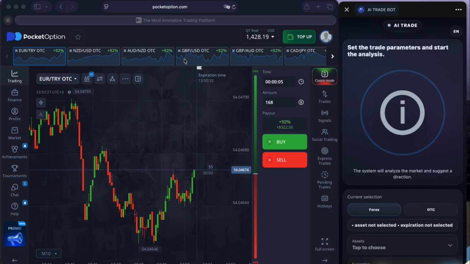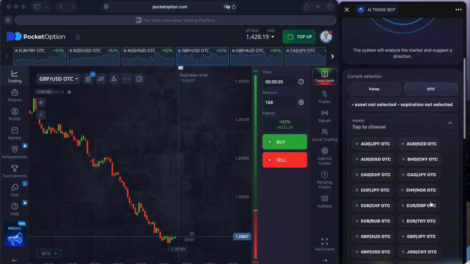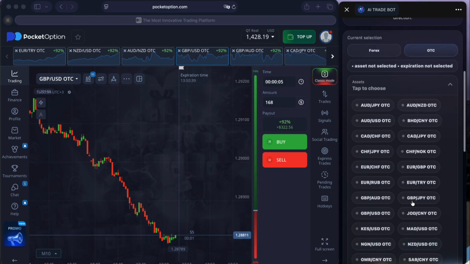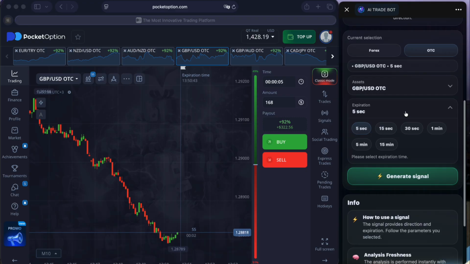So I switch to the British pound dollar. We'll open our last entry point here, also OTC mode. The British pound dollar is on our screens. I am adding this currency pair to my instrument. I'm requesting a signal on the 5-second candles.